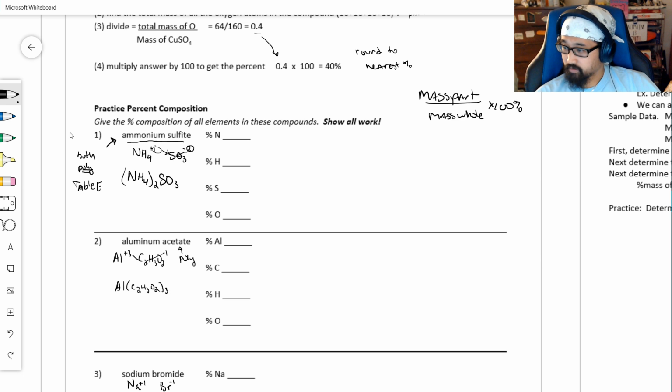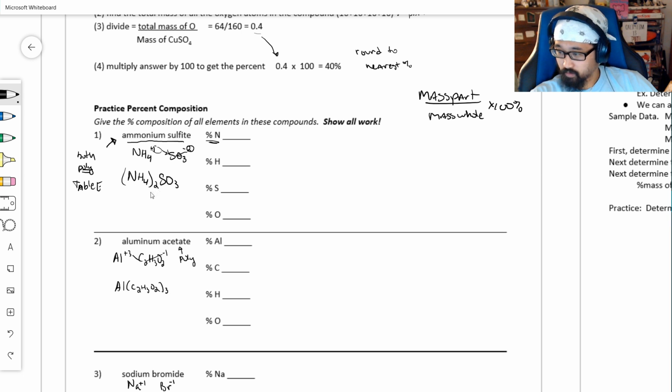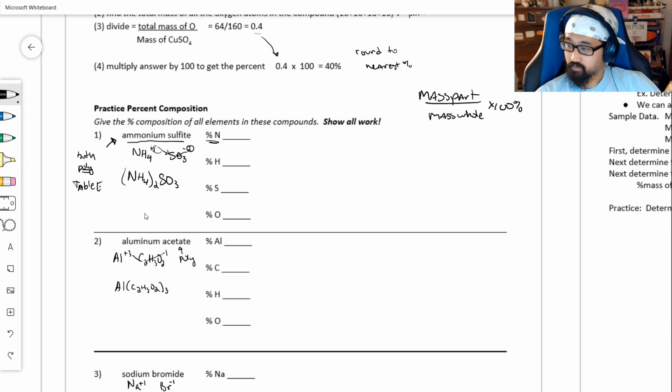Which means here, if I'm looking for the percentage of nitrogen, then I have to figure out how much nitrogen is there. Well, this 2, this is what I meant, if you remember. This 2 distributes, so there are actually 2 N's, and nitrogen has a mass of 14, which means this is 28 over, I need the mass of the whole thing.